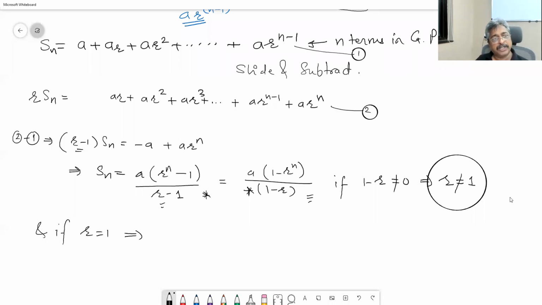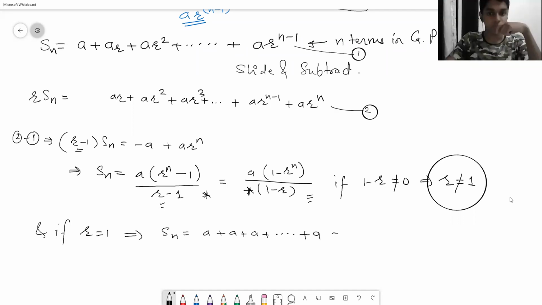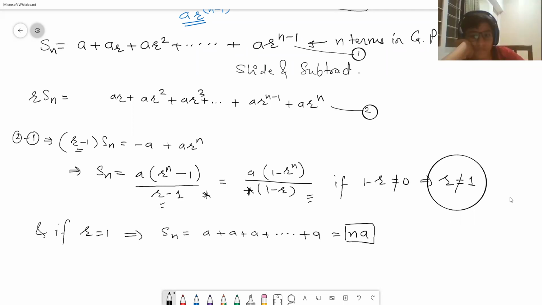If r is equal to 1, then our geometric progression itself, Sn we want to find out, will be a plus a plus a plus dot dot dot plus a, how many times? n times. n times a. That is going to be the summation, which is very easy. And therefore when we are putting r minus 1 in the denominator, r should not be equal to 1. Very important.